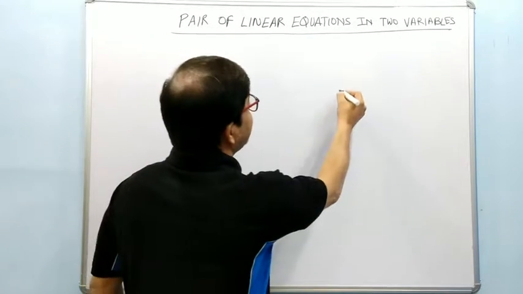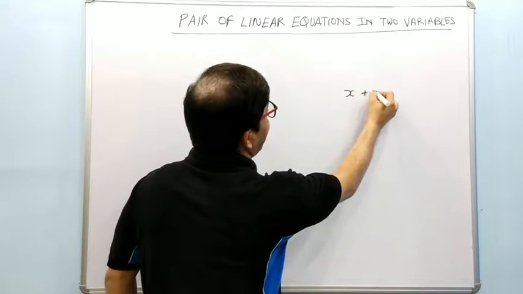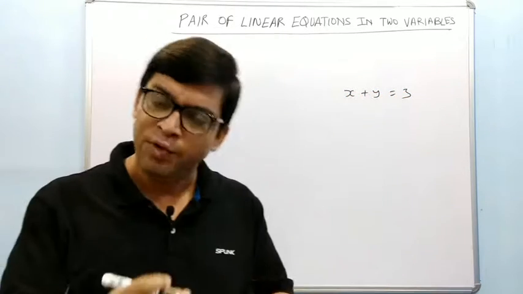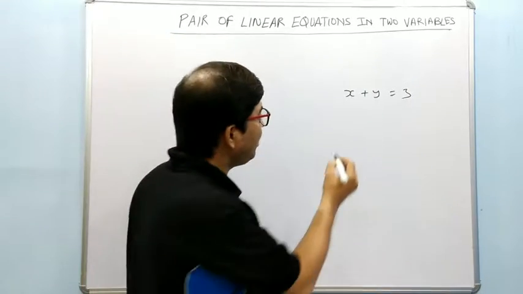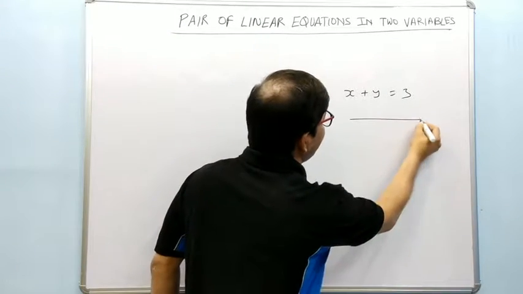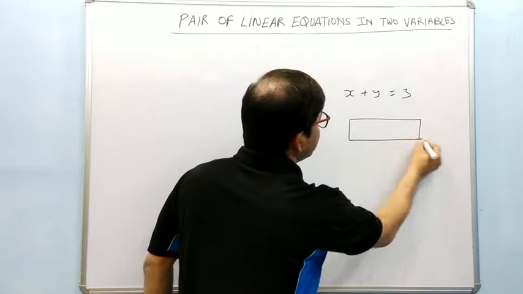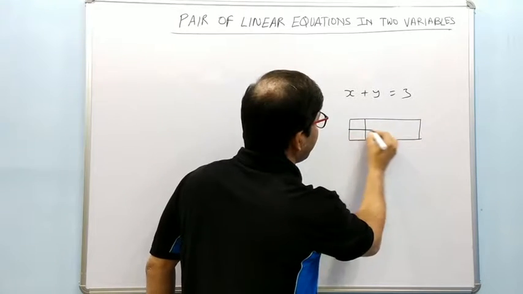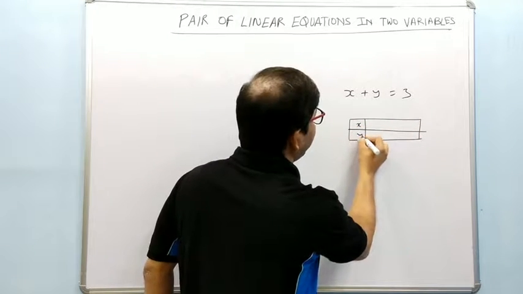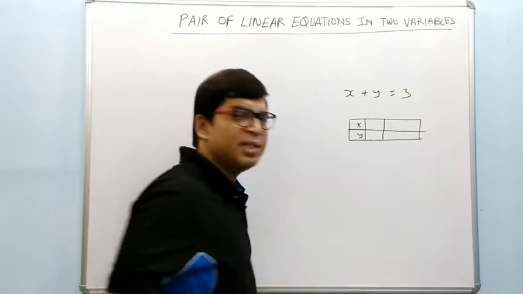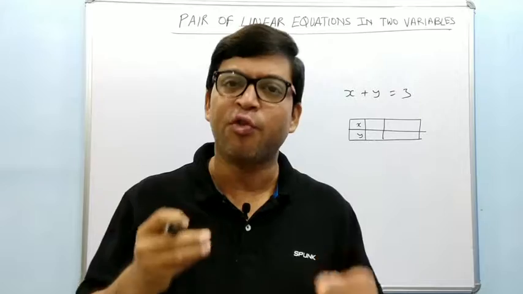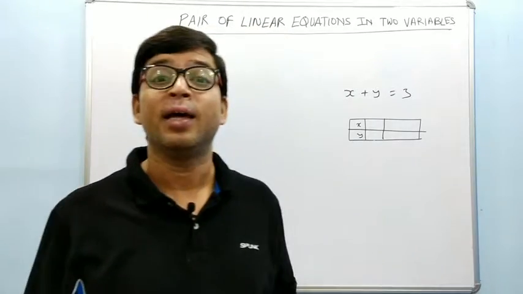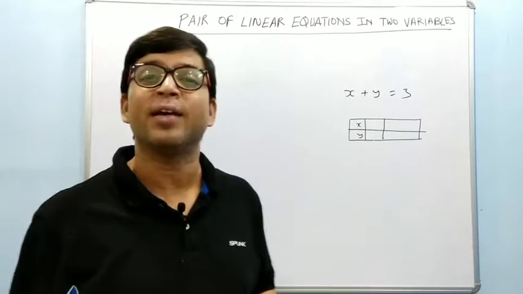Suppose a linear equation is x plus y is equal to 3. We need to draw the graph of that linear equation. What we will do? Just the box method, very simple method we know. Just make a box, x here, y here. Just take the points. That is the simplest and the most basic method of drawing graph of anything. Not even the line, anything.